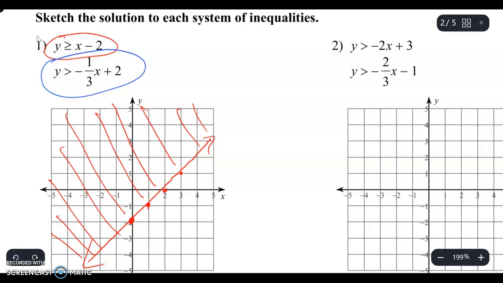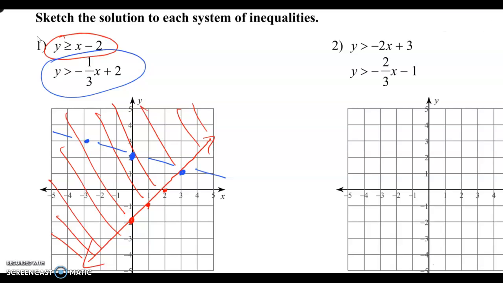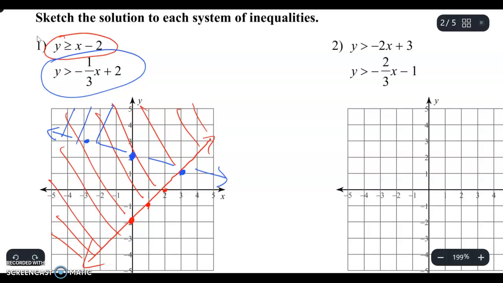Okay, we're going to start at 2, which is way up here. And we're going to go down 1 and to the right 3. Okay, and we're going to draw that line. Now this line is a dashed line because it's not equal to. So you don't draw the line solid, you make dashes in the line. Like so. Okay, and it's also a greater than, so you shade above it.